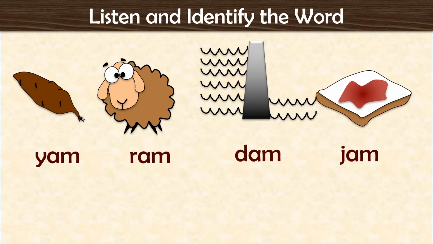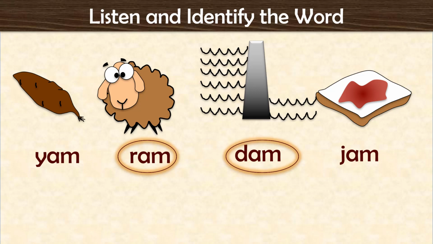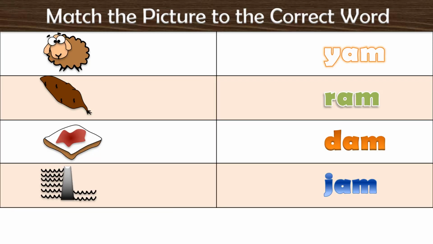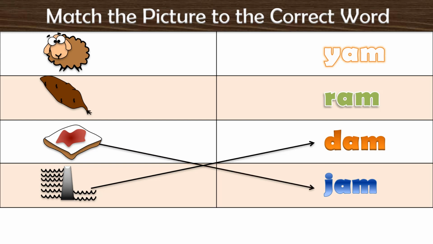Listen and identify the word. Ram. Dam. Yam. Jam. Match the picture to the correct word. Dam. Jam. Yam. Ram.